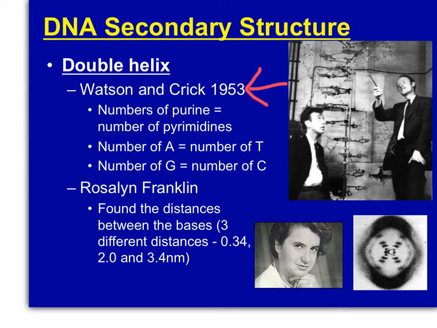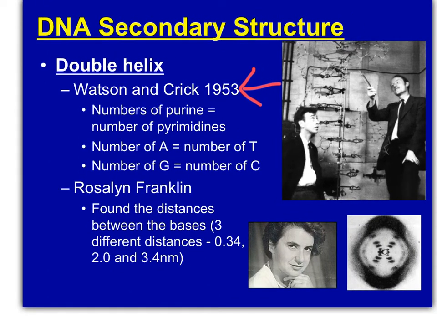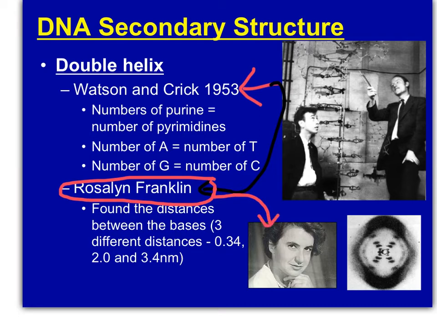The secondary structure of DNA was originally identified by Watson and Crick, and they had to use the data that was given to them, that was generated by Rosalind Franklin. And actually this has become very important in the history of science because Rosalind Franklin died very young, and she was not able to receive the Nobel Prize for this, whereas both Watson and Crick did receive the Nobel Prize.